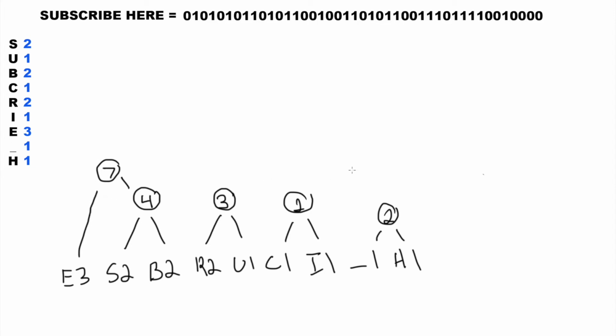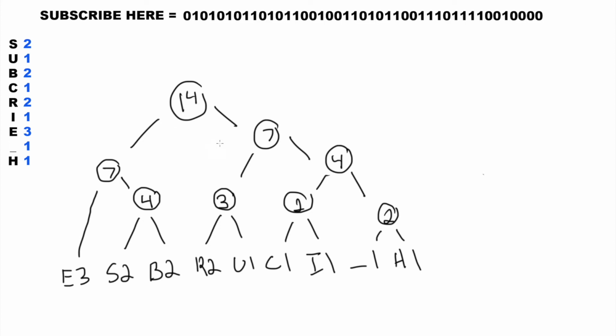Now we're going to come back over here. 2 plus 2 is 4. 4 plus 3 is 7. And finally 7 plus 7 is 14. And that's going to be the root of our tree. So this is our Huffman tree. Now we just need to get the codes from it.